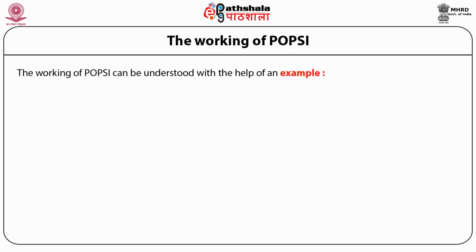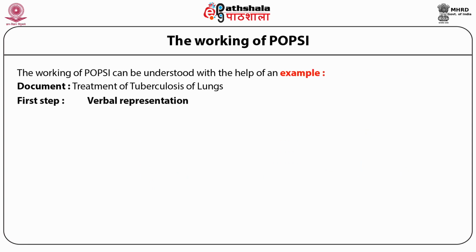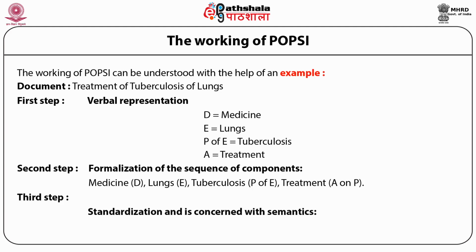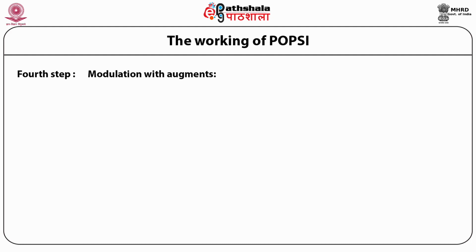The working of POPC. The working of POPC can be understood with the help of an example. Document, title of the document is Treatment of Tuberculosis of Lungs. First step, verbal representation. D is medicine, E is lung, P of E is tuberculosis, A is treatment. Second step, formalization of the sequence of components. Medicine, D, lungs, E, tuberculosis, P of E, treatment, A on P. Third step, standardization and its concern with semantics. Medicine, D, lungs, E, tuberculosis, P of E, treatment, A on P. Fourth step, modulation with augments.